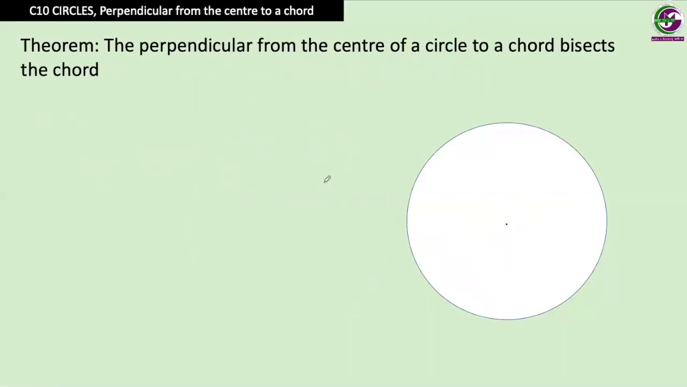Another theorem: the perpendicular from the center of a circle to a chord bisects the chord. So we are given a perpendicular and it is coming from the center. So we have a chord and this line is perpendicular. We are given this is perpendicular. Now we have to show that it bisects the chord. This is to be proved. For that, let us do a construction by joining the radii.